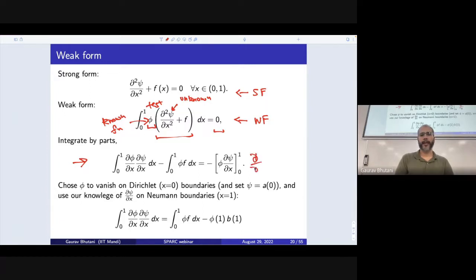del by del x of psi, as opposed to del 2 by del x2 of psi. So that was a major motivation here. We wanted to reduce the derivatives from second order to first order. Not the only motivation, but the major motivation.